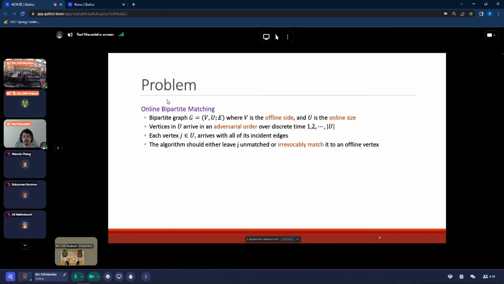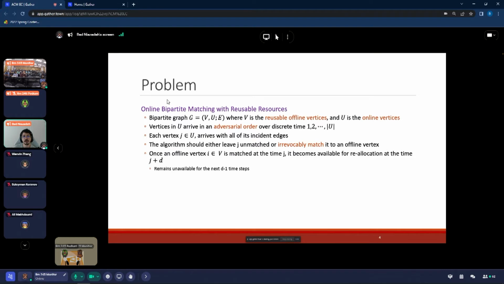This problem is known to have a lot of applications. For example, it can be used in market algorithms. Specifically, suppose that we want to match search queries to advertisers. That problem can be modeled using online bipartite matching, and it is one of the most important applications of that problem.